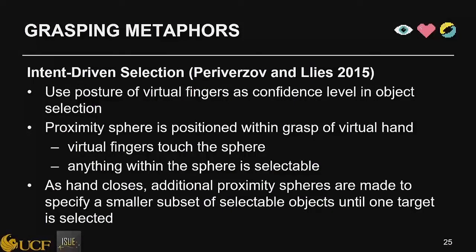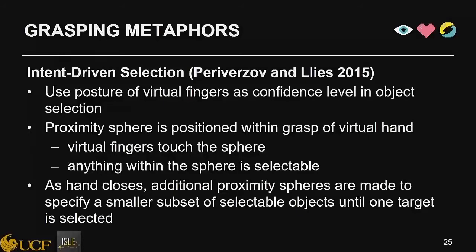Now, the next one that enhances the grasping metaphor is called intent-driven selection. The notion behind intent-driven selection is that you're going to use the posture of your virtual fingers as confidence levels in object selection. So what does that mean? Well, if you think about grabbing something in the physical environment, as I go to grab this water bottle, my fingers are gradually going to get closer to the bottle. I'm going to pick it up, and I'll take a drink.